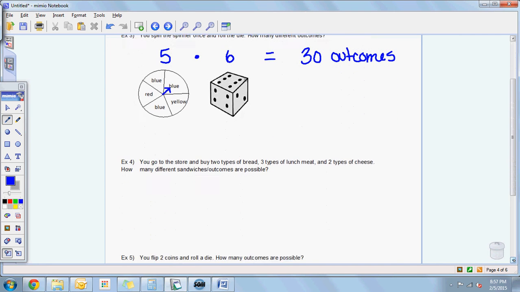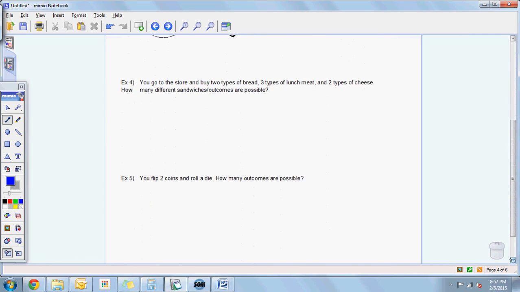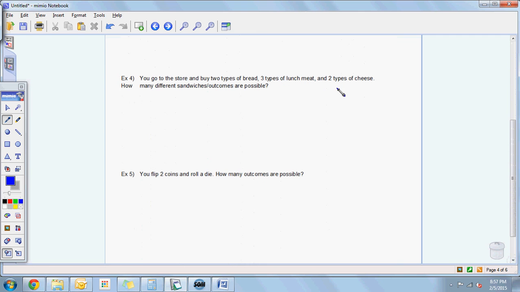All right, next example. You go to the store and you buy 2 types of bread, 3 types of lunch meat, and 2 types of cheese. How many different sandwiches or outcomes are possible? So again, you could do your tree and show it visually, or you can use the shortcut. So let's think about what we have. We have bread, we have meat, and we have cheese. Okay, so 3 different things.